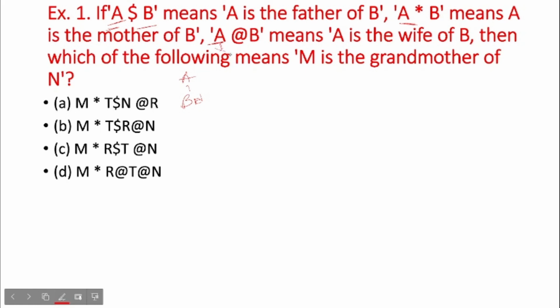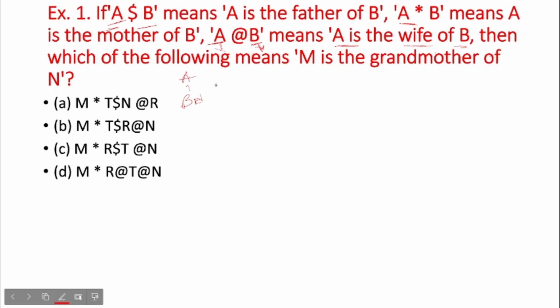Why I am saying this is that sometimes they will twist the relation. Here A at the rate of B means A is the wife of B. But sometimes they will give A at the rate of B, B is the wife of A. The relation stands to the second person. So we need to see carefully whether the relation is given to the first person or the second person. So let's get into the question.